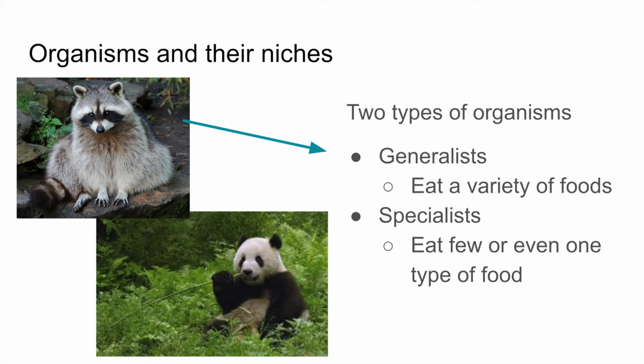Let's look at our panda. What are pandas famously known to eat? Bamboo. This is the only thing they will eat. Literally, they will not eat anything else. So they are considered specialists. If you put a plate of tomatoes in front of them, they wouldn't touch it. They only like their bamboo.